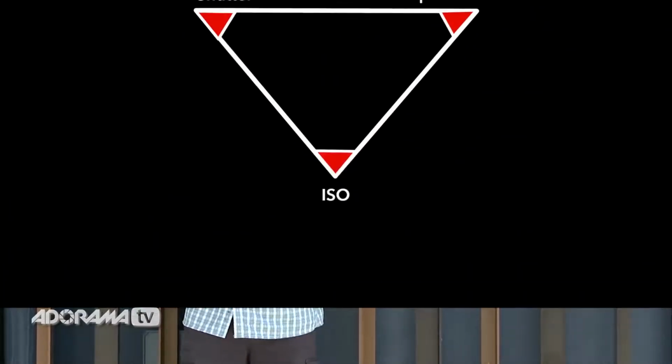But it's really easy to remember. Our ISO controls how sensitive our camera is to light, much like our eyes in a dark theater. When we go into a dark theater, at first we can't really see, but as our eyes adjust to the darkness, then we can see just fine, but we can't see as well as we can in bright daylight. The same thing is true of ISO.